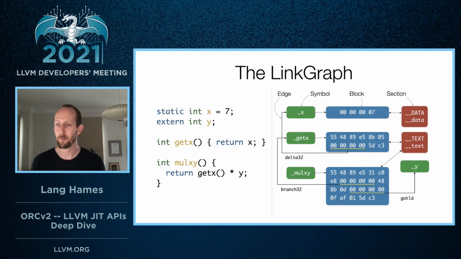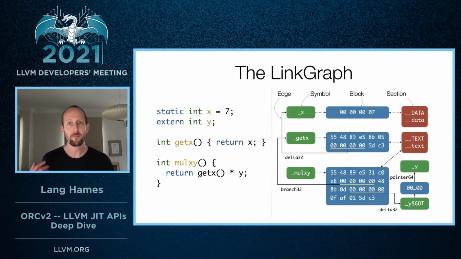And then the global offset table load. Y could be anywhere in the 64-bit address space, so we can't reference it with 32 bits of displacement directly. So the compiler will have inserted a global offset table load. So we need to lower this edge, which JITLink knows how to do, into a global offset table entry. We have a delta 32 edge to that, and then a pointer 64 edge to fix up the global offset table. So this is what a link graph looks like.